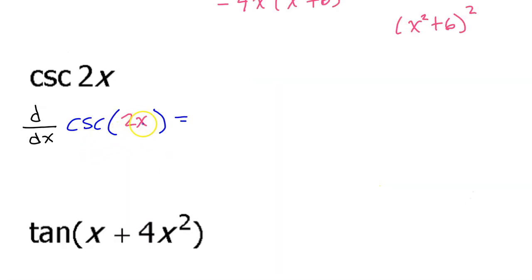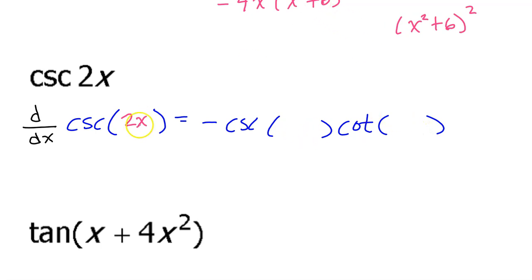As soon as we see a function inside of another function, we know we're going to have to do the chain rule. So first we take the derivative of the outer function, and this is just a memorized rule. The derivative of cosecant is negative cosecant cotangent. So you have to write the parentheses twice.